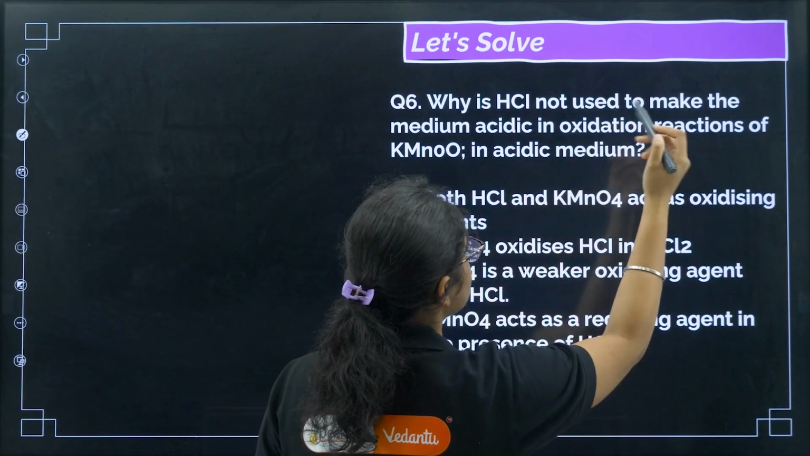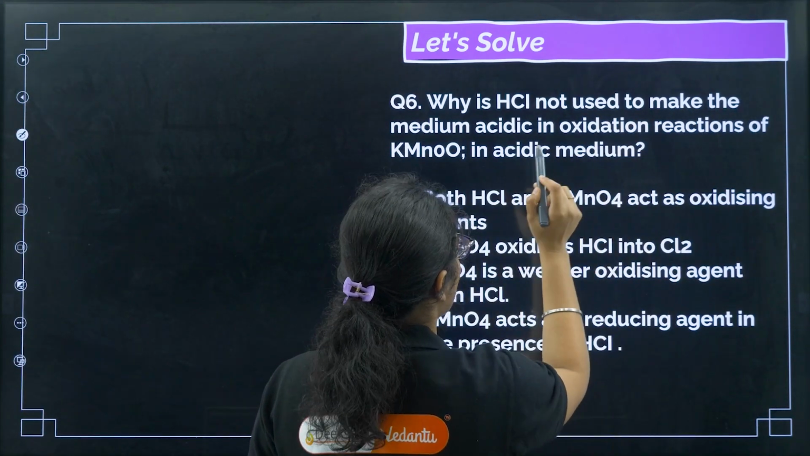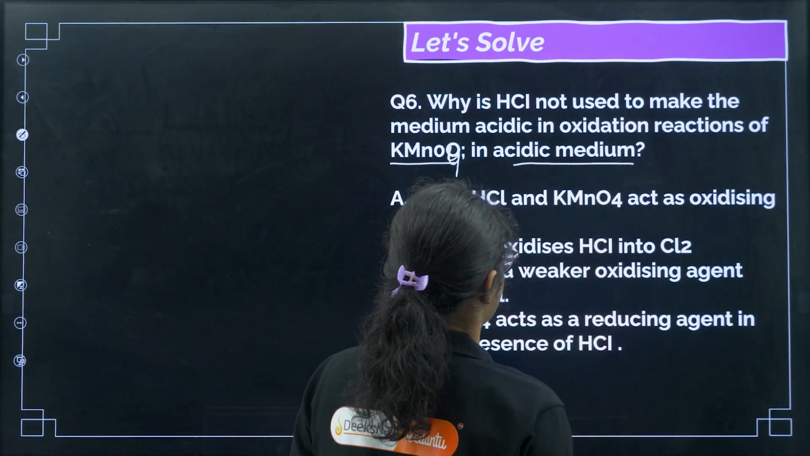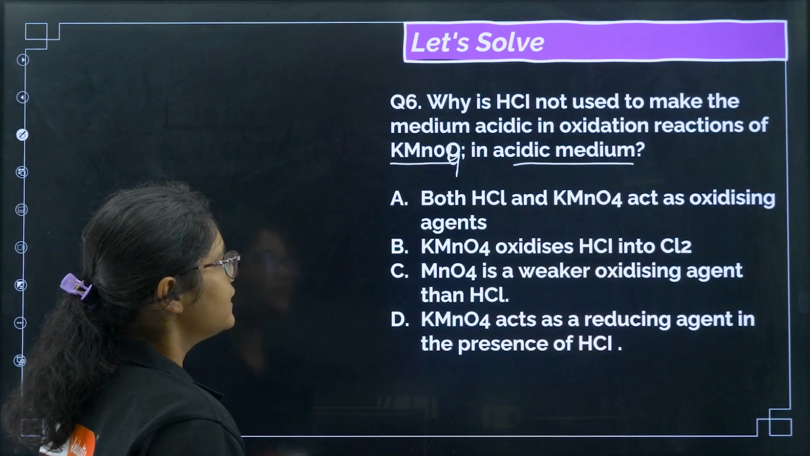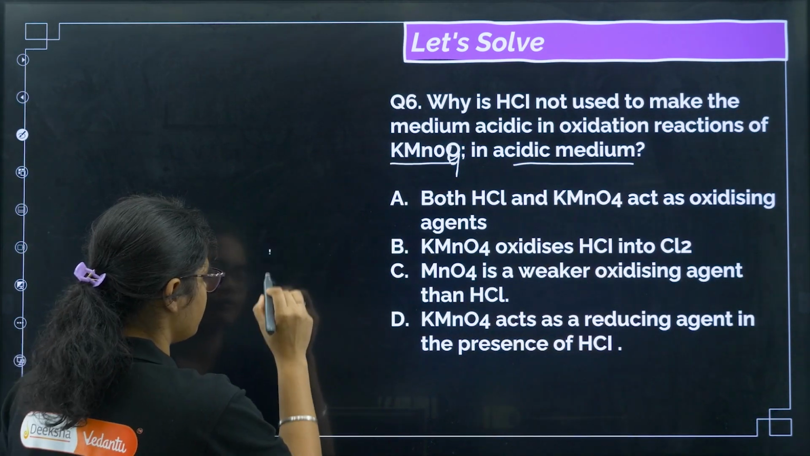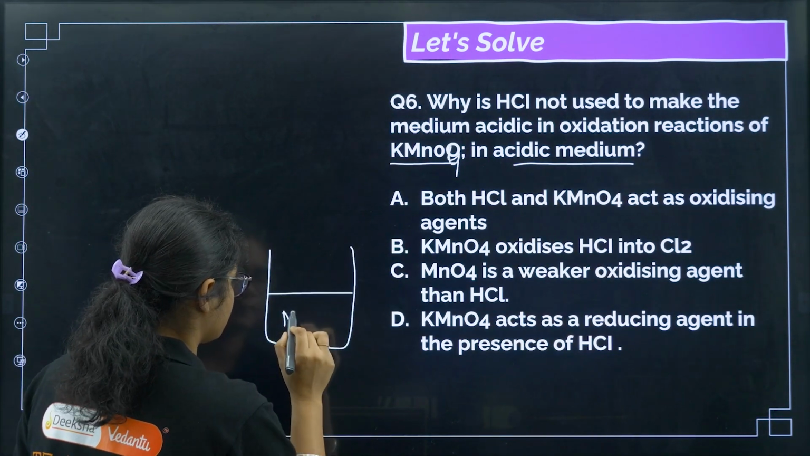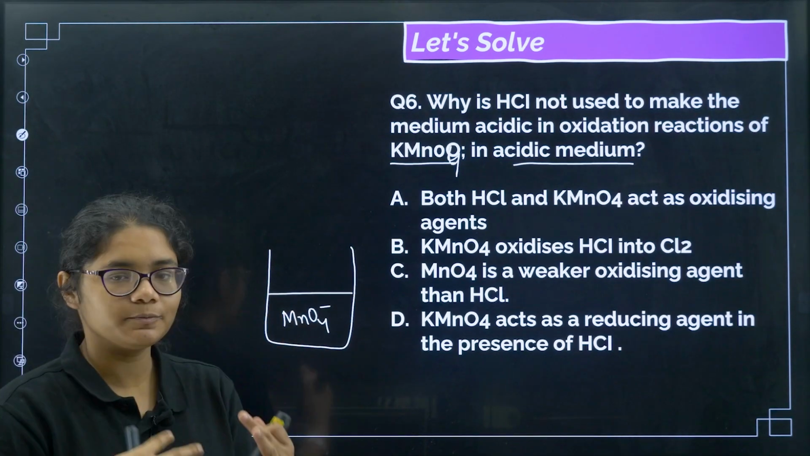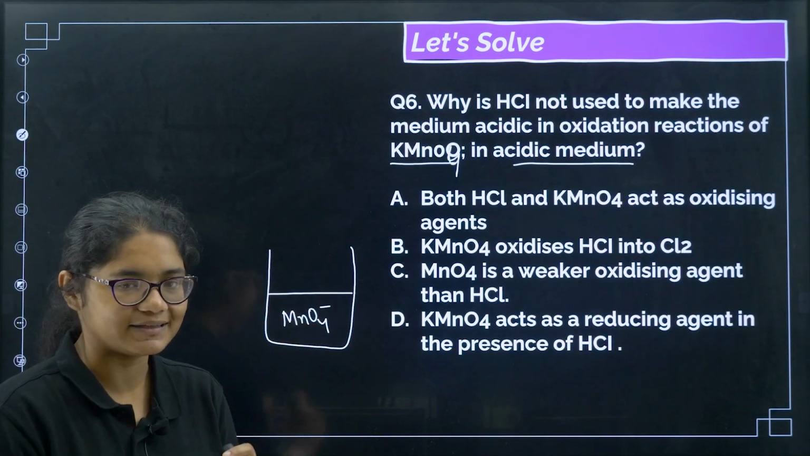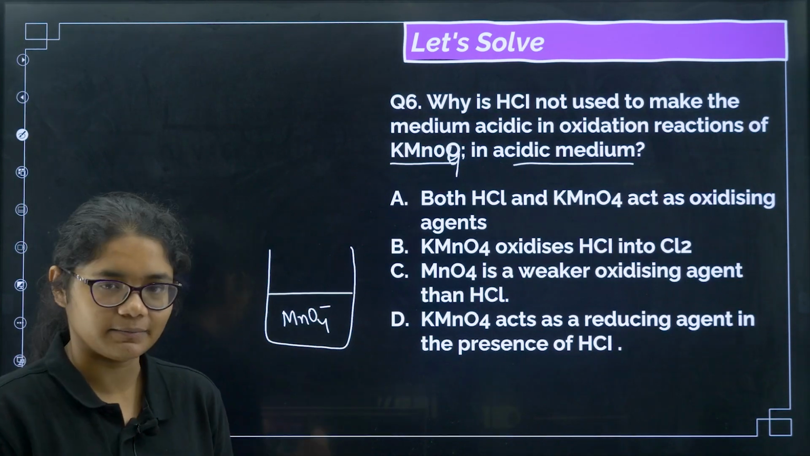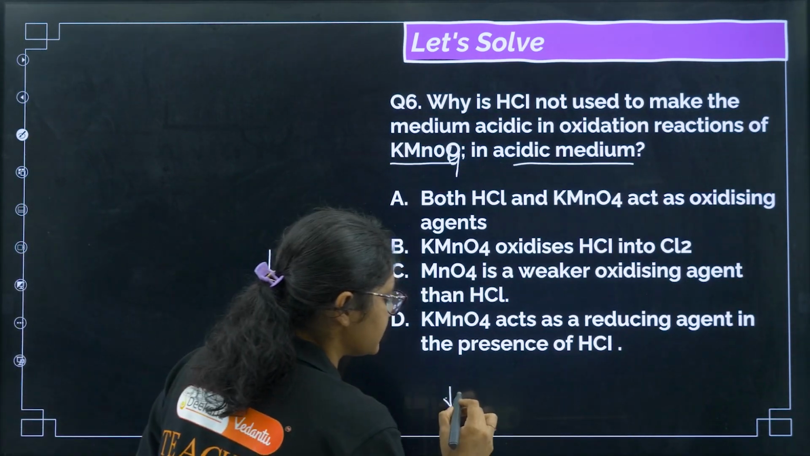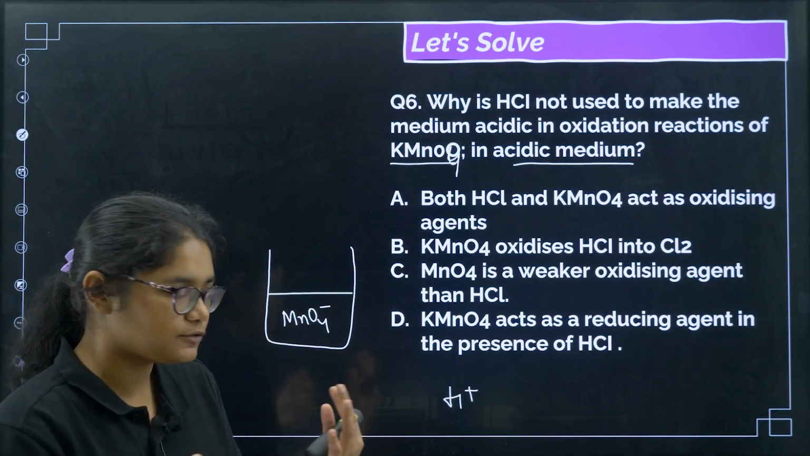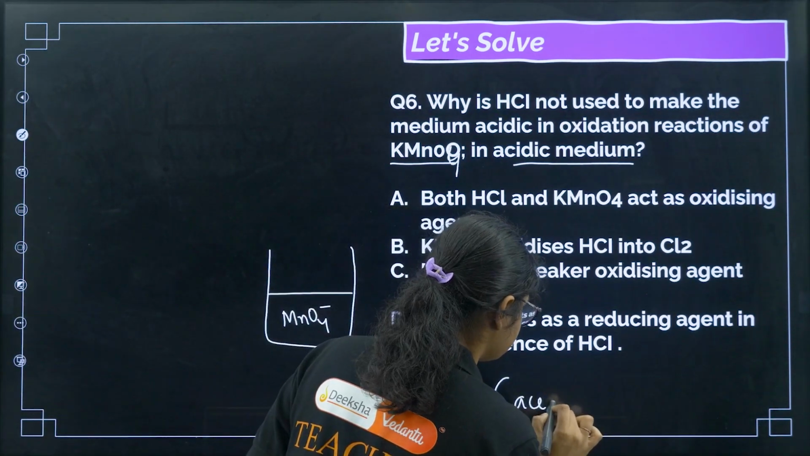Why is HCl not used to make the medium acidic in the oxidation reactions of KMnO4? Okay, this is KMnO4 in acidic medium. So the question is asking, suppose I have a solution of MnO4 minus, and I want this medium to be acidic. So I need to add some H plus, some acidic medium. You cannot add only H plus. There is no H plus available to add. When you add H plus, you mean that you need to add acids.